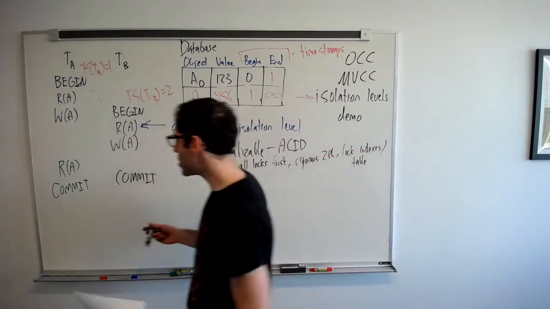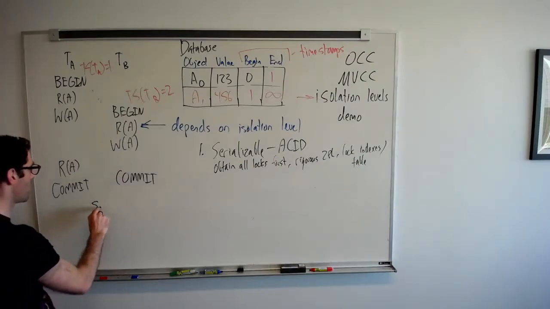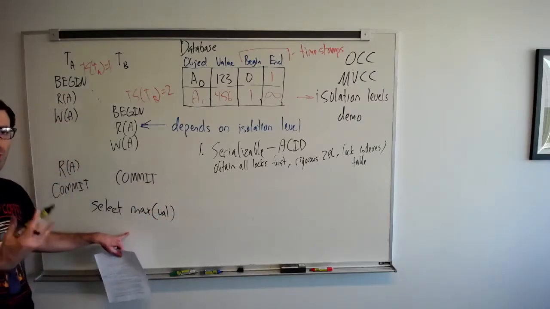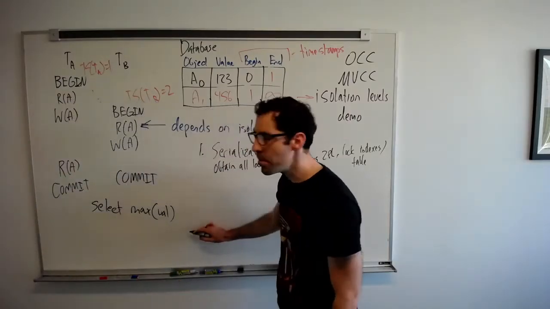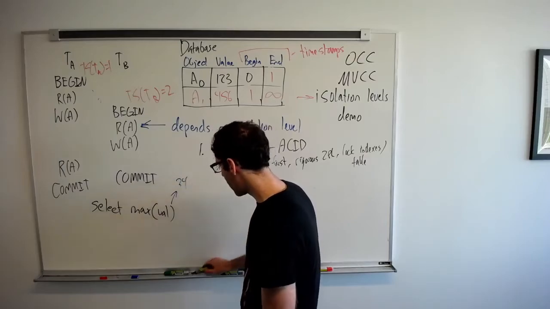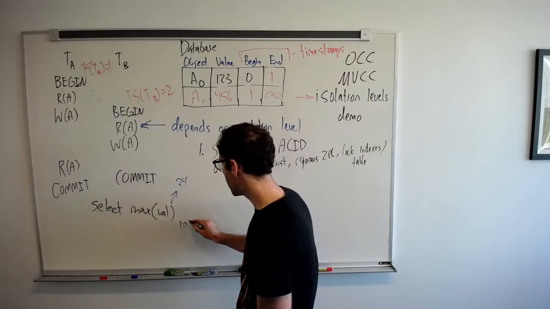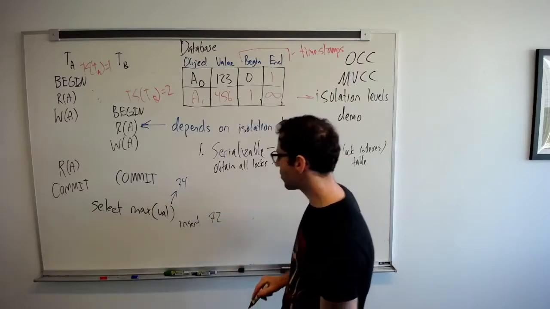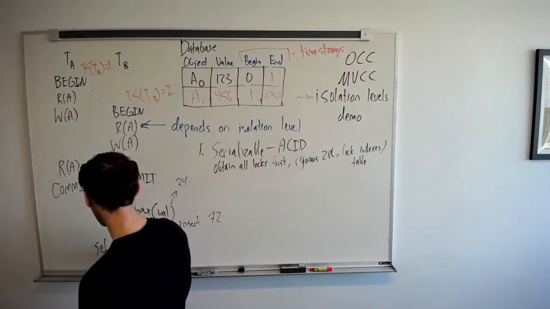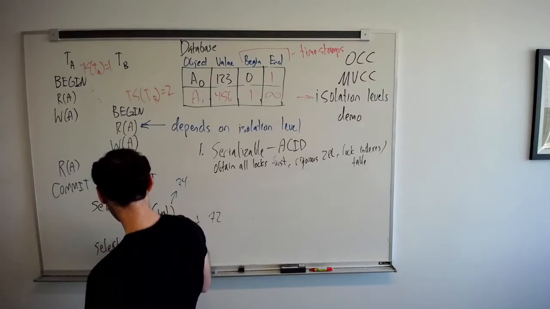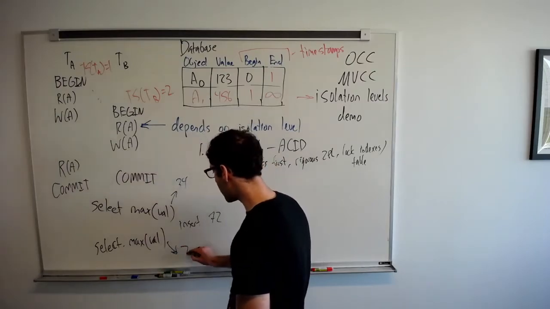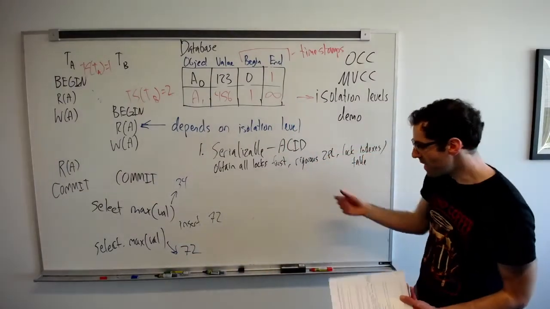So imagine a scenario where we want to select max of some value from a table. And then in the meantime, so we select max and we say, oh, the max is 34. And then some other transaction inserts 72 into our table. And then we again ask, all right, what is the maximum value? And now we get something different. We get 72.